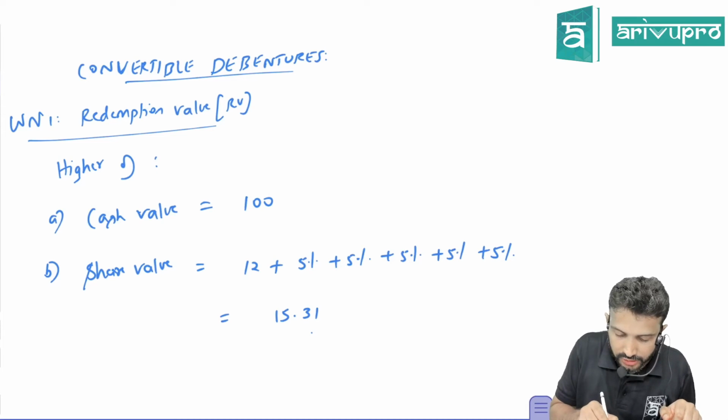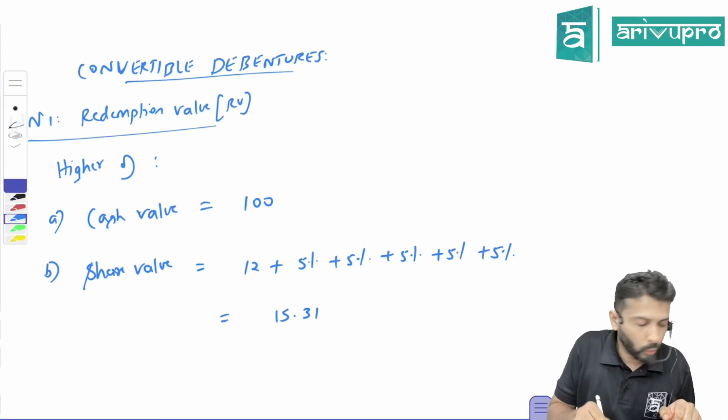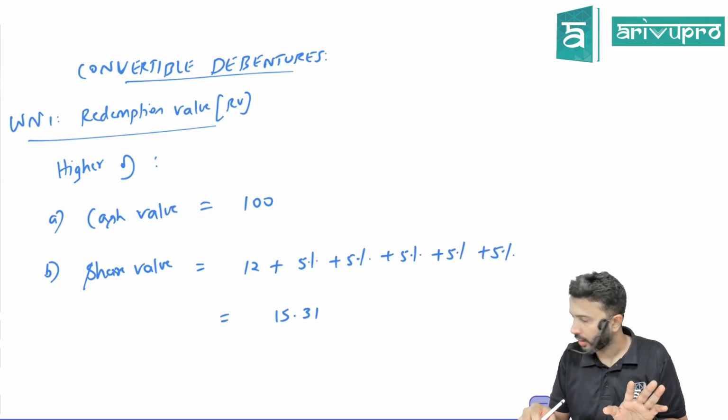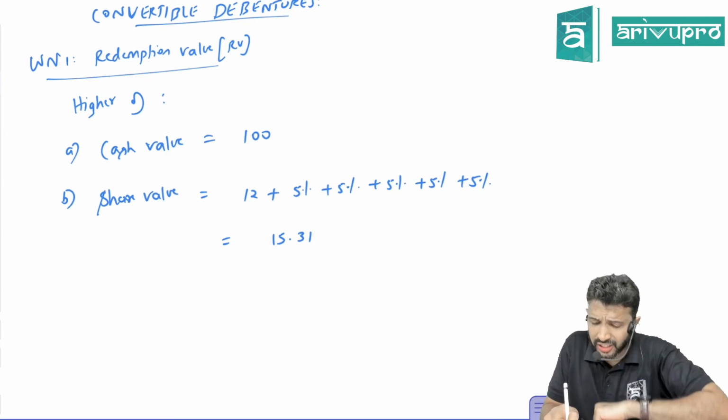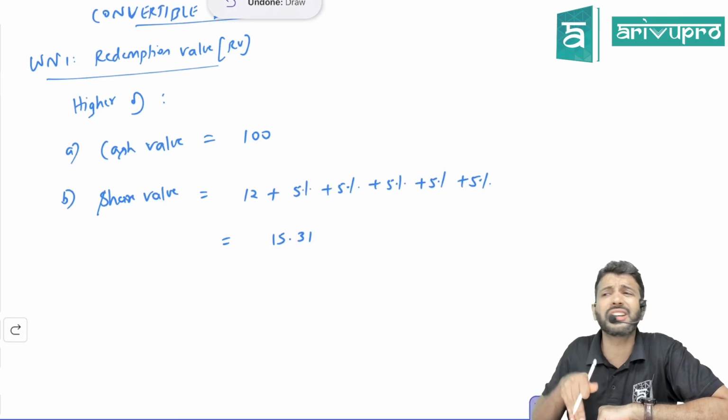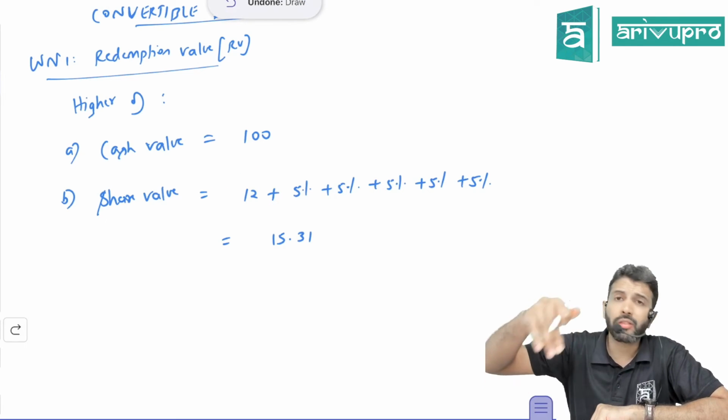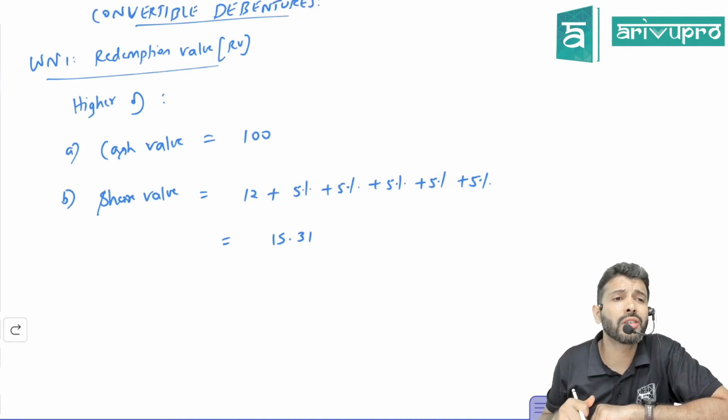15.31. Did all of you get this calculation? This is one simple way to do it. Or you can use your maths formula. See, this 12 rupees is the present value. We need the value after 5 years, which is the future value.